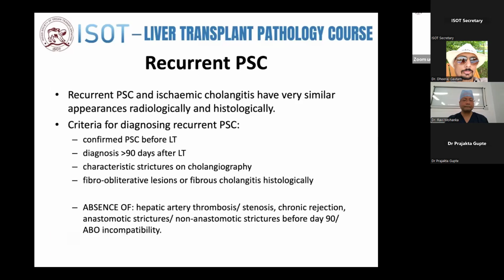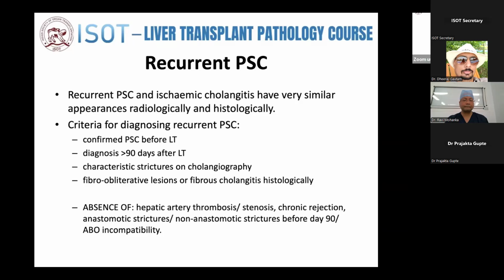Coming to recurrent PSC. Now, recurrent PSC and ischemic cholangitis, that is non-anastomotic bile duct lesions, they have very similar appearances radiologically and histologically. So to call it recurrent PSC, the criteria are presence of confirmed PSC before the transplant. Diagnosis should be more than 90 days after the transplant. So before that, we are going to give a higher possibility, higher preference to the possibility of non-anastomotic bile duct lesions. And characteristic strictures on cholangiography and fibro-obliterative lesions or fibrous cholangitis on histology.